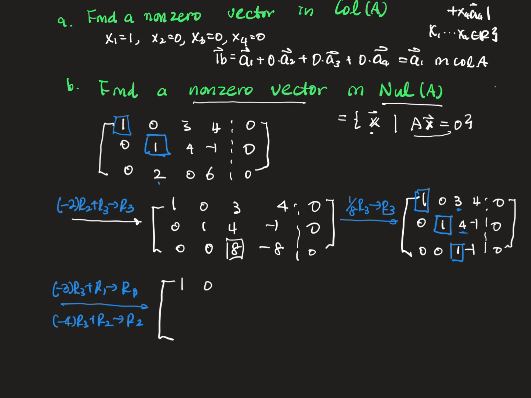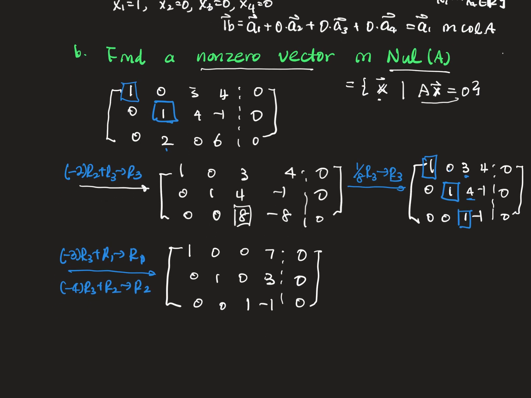So we have 1, 0, 0, 7, 0, 1, 0, 3, 0, 0, 1, negative 1, 0. Okay, so you have it right there. Pretty good job. So this changes to a system of equations, can you do that, right? So which one is the free variable? Can you see that this one is x1, here is x2, here is x3, right? So there is no pivot for x4.